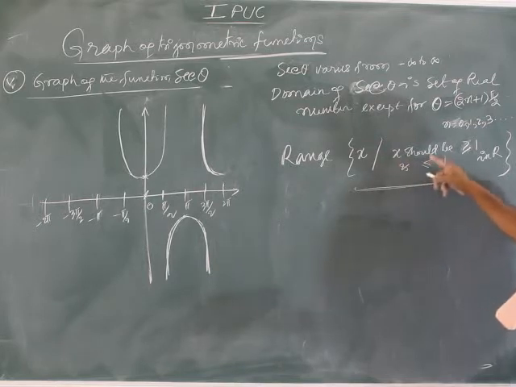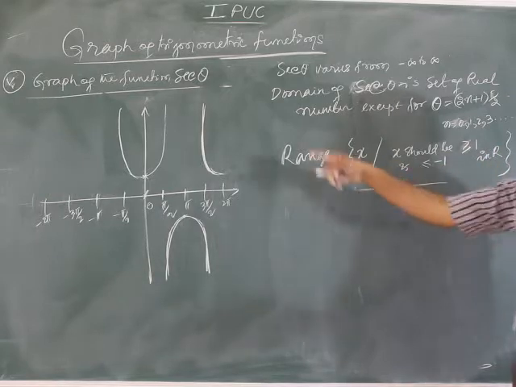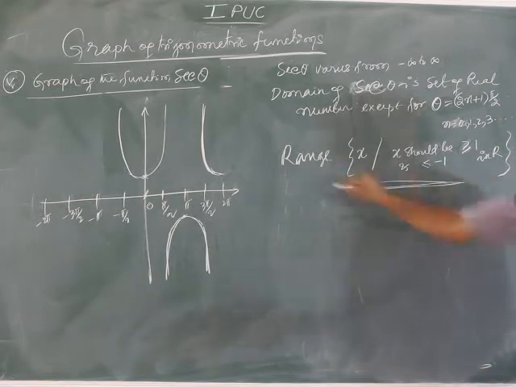Range is once again x should be greater or equal to 1 and less or equal to minus 1, because the cos value also varies from minus 1 to 1. Same.